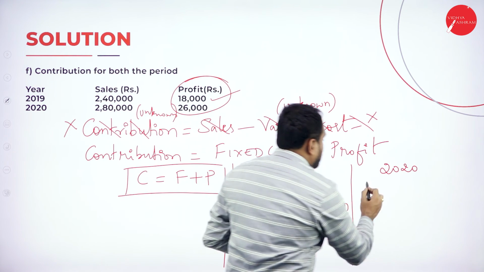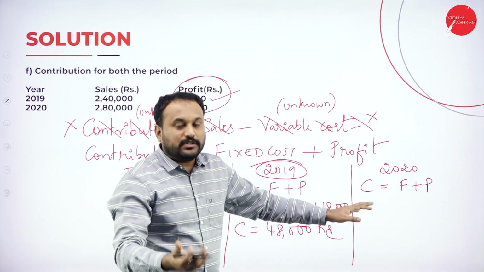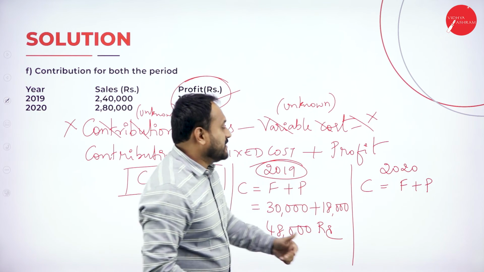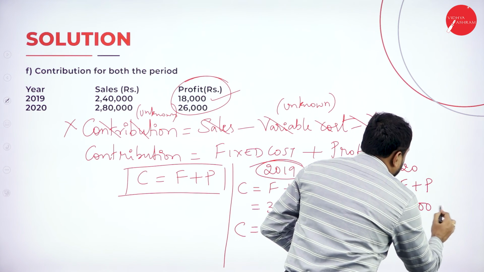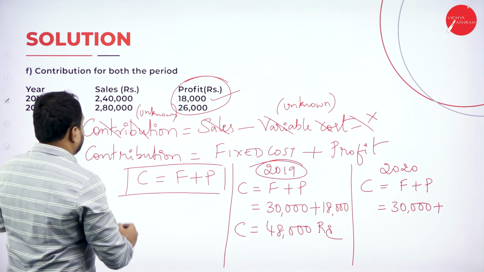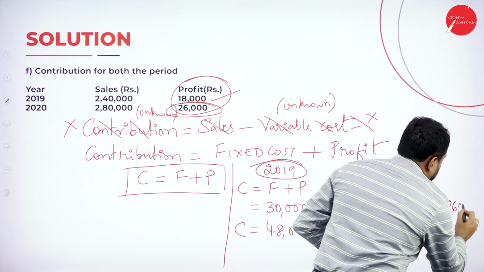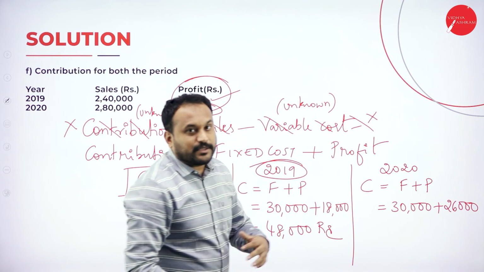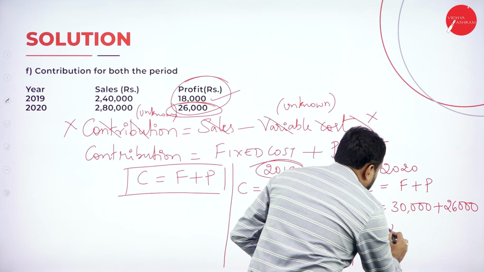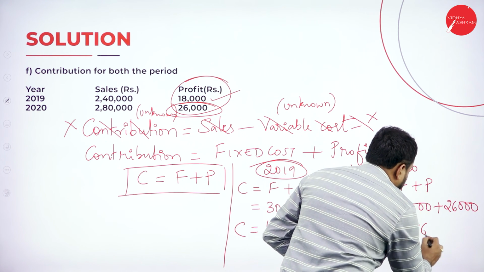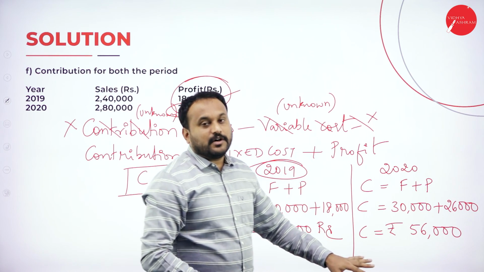Next, 2020, same. C is equal to F plus P. Write the formula because you know the formula. Write the formula again and again wherever it is required. So F will not change. It is 30,000 plus the profit in 2020, that is 26,000. So 30 plus 26 is 56,000. So contribution is equal to rupees 56,000. So this is what we have found. We have found contribution also.